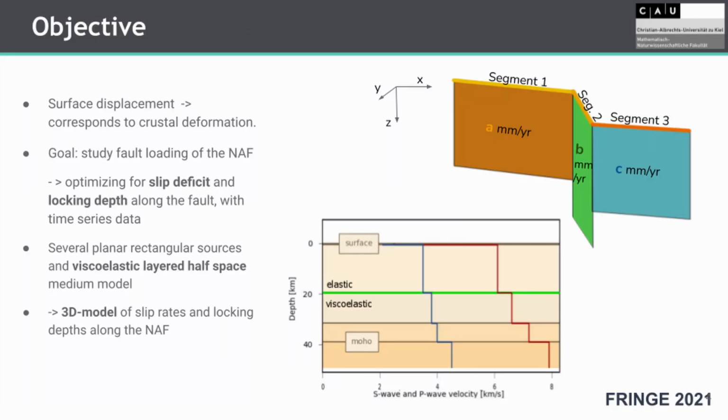Since surface displacement corresponds to crustal deformation and therefore fault loading, we study this loading of the NAF by performing an optimization for slip deficits and locking depth along the fault. For this, we use several planar rectangular sources and a viscoelastic layered half-space medium model. And as a result, we get a first 3D model of slip rates and locking depth along the fault.